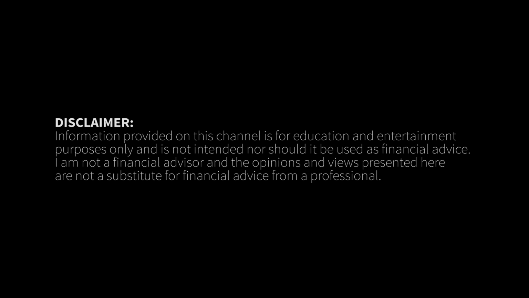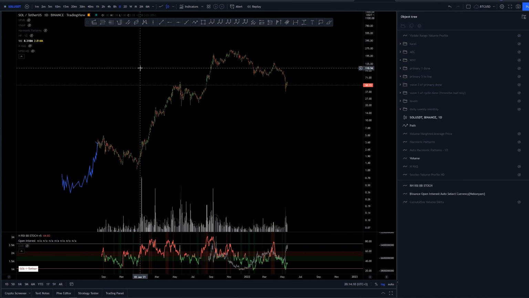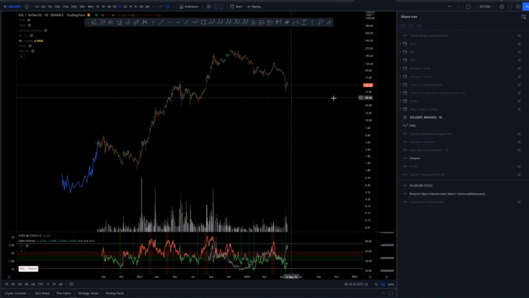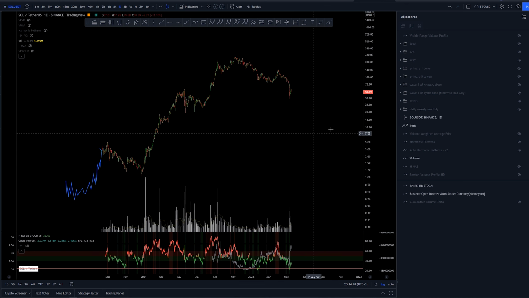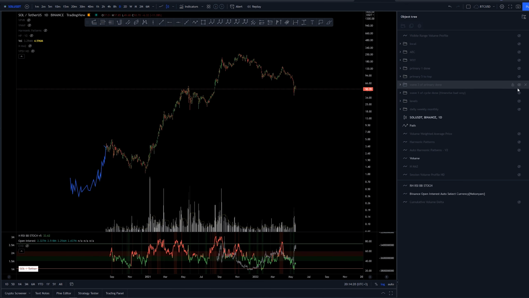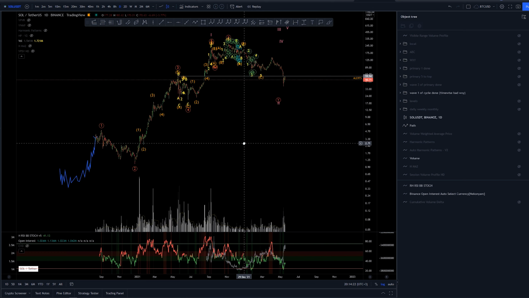Hey, it's Edge here. Today we are taking a look at technical analysis for Solana with ticker SOL. I'll cover wave analysis with Elliott Wave Theory and give key levels and targets for this. So let's get going. Overall, on a higher time frame, we have quite a few counts. So let's go through them.